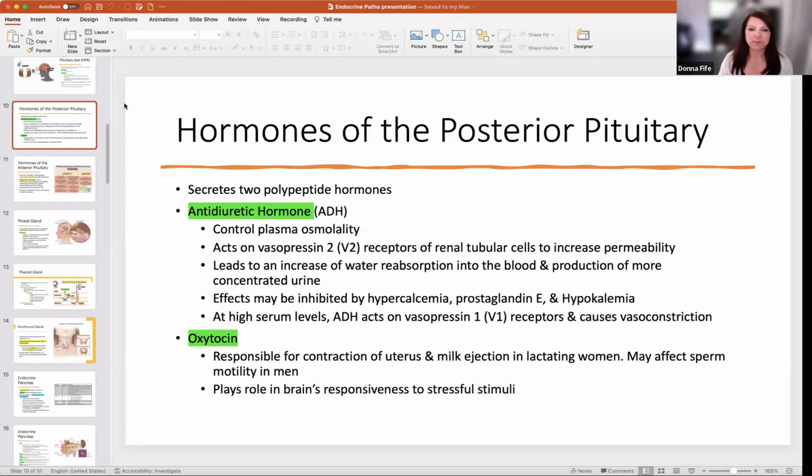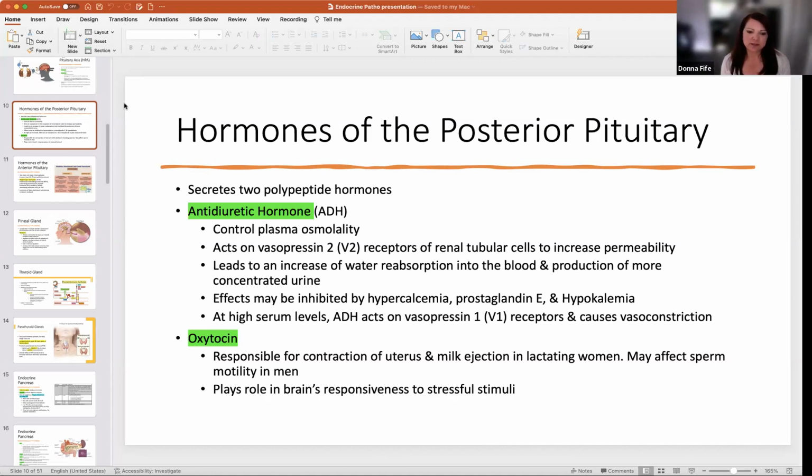Okay, hormones of the posterior pituitary. It secretes two polypeptide hormones. We have the antidiuretic hormone, or ADH. This controls plasma osmolality, acts at vasopressin 2 receptors of renal tubular cells to increase permeability, and it leads to an increase of water reabsorption into the blood and production of more concentrated urine. The effects may be initiated by hypercalcemia, prostaglandin E, and hypokalemia. At high serum levels, the ADH acts at vasopressin 1 receptors, and it causes vasoconstriction.